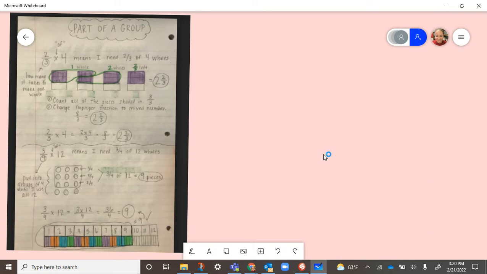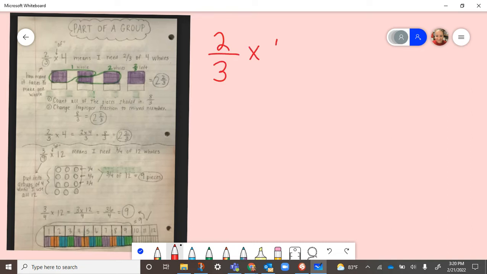So over here, let me rewrite this, we've got 2/3 times 4. And the other way that we had it on Monday, it was written 4 times 2/3. And so you get the same exact answer. You'll still get 8/3, which equals 2 2/3. So whether you put the fraction first or the whole number, you'll still get that answer.